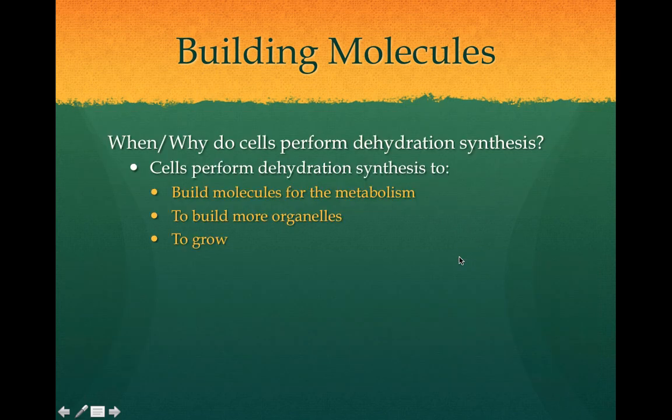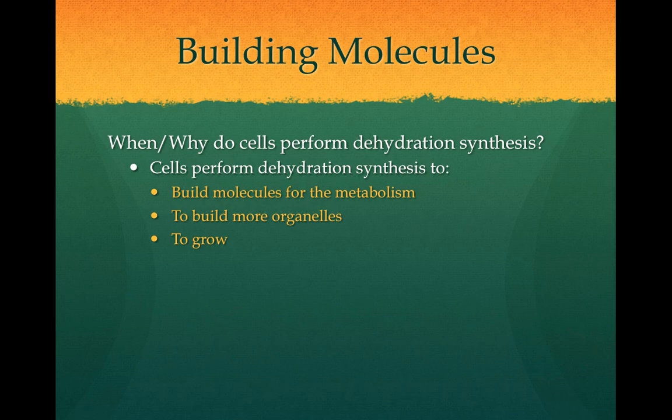And why do cells do this? It's going to be a lot of reasons. To build molecules for your metabolism, to build more organelles. Your organelles are made out of all of these things that we're going to talk about. And to grow. If I need to grow, I need to be able to build more of my body. So all of these are reasons that we would be in the building phase, where we're linking monomers together to build polymers. But that's not the only thing we can do.